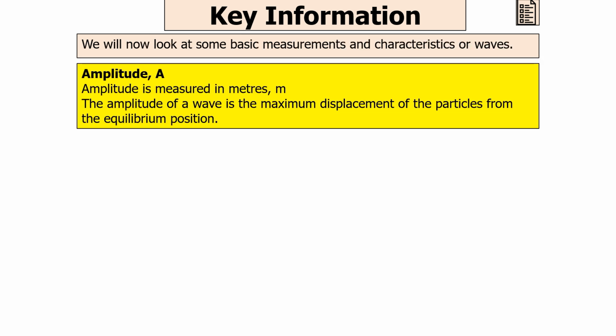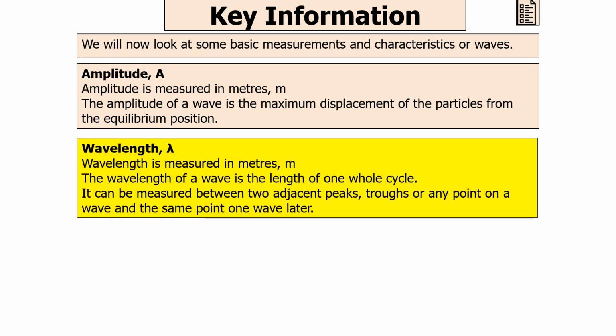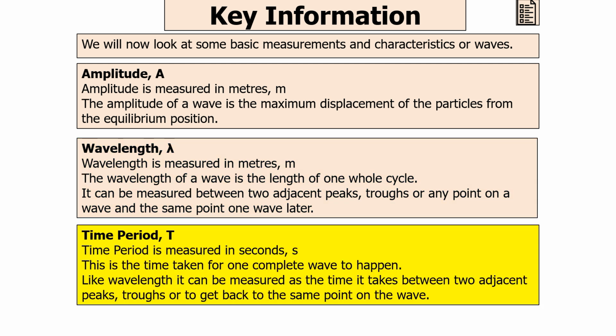So to recap, amplitude is measured in meters, and the amplitude of the wave is the maximum displacement of the particles from the equilibrium position. Wavelength is measured in meters, and the wavelength of a wave is the length of one whole cycle. It can be measured between two adjacent peaks, troughs, or any points on a wave, and the same point one wave later. The time period is measured in seconds.